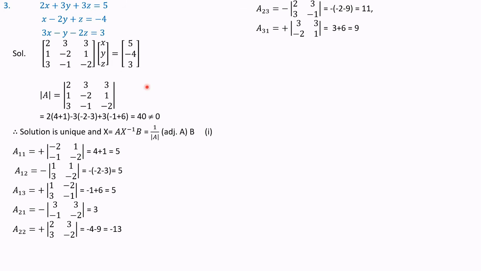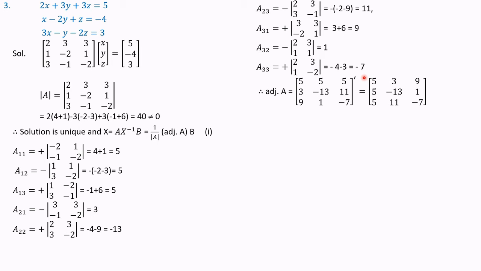And A31 is this item. So you cancel the first column and third row. You get 3, 3 minus 2, 1. Its value is 9. Therefore, A32 is this. So third row and second column get deleted. You get 2, 3, 1, 1. And its value is 1. A33 is this item. So you cancel the third row and third column. So you get 2, 3, 1 minus 2. So that is minus 4 minus 3, that is equal to minus 7.